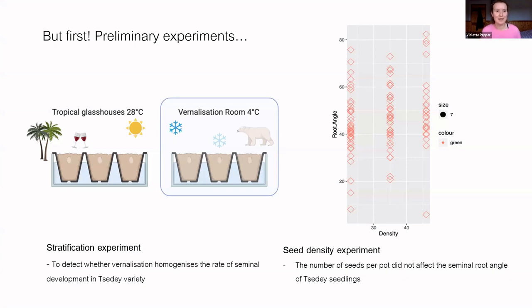The other experiment I did was a seed density experiment, trying to work out whether the density of seeds planted in a pot would influence the seminal root angle. On the experiment on the right, we found that there was no significant difference in the seminal root angles of teff plants placed at different densities. And with the experiment on the left, we definitely found that those plants put in the vernalisation room were a lot slower to develop seminals. Those plants still have not developed seminals yet, so we just need to rely on older plants to come back to work out if that has a significant effect.